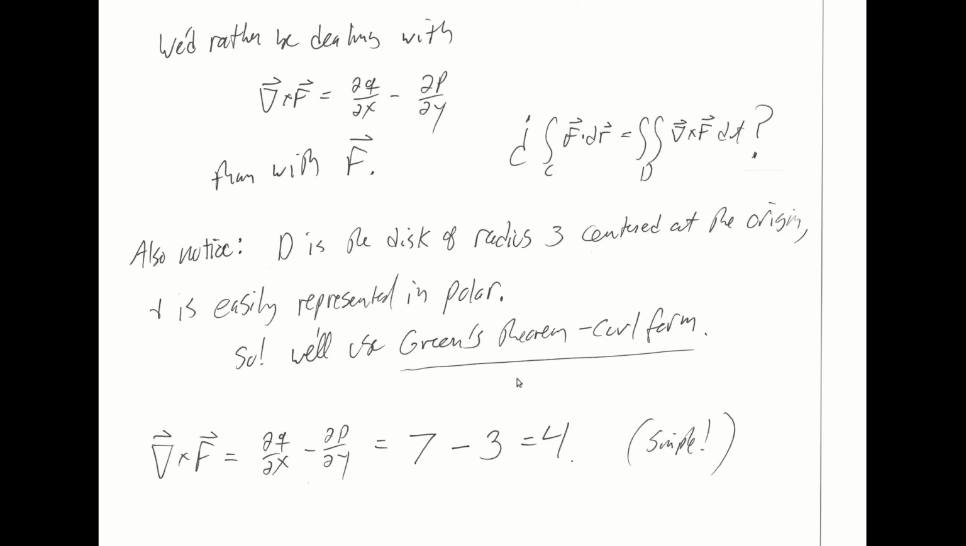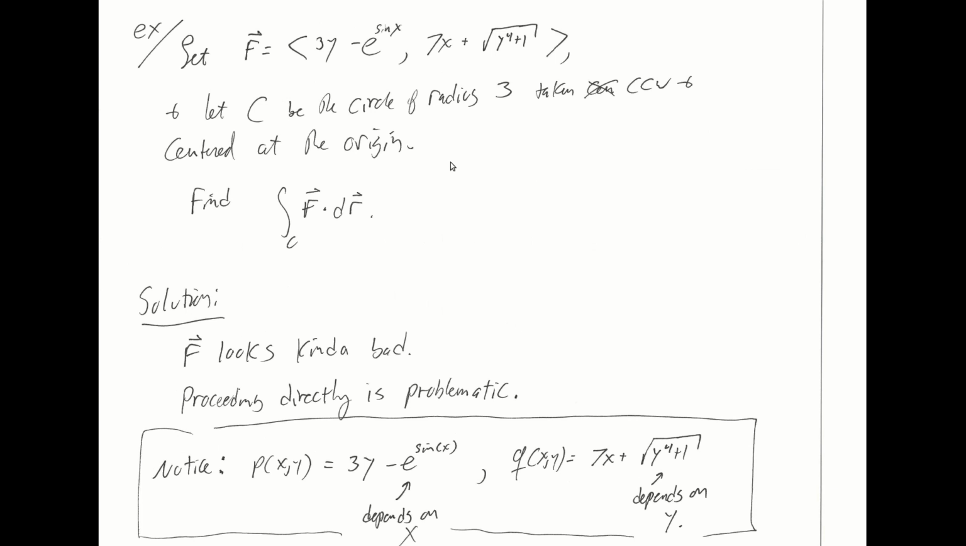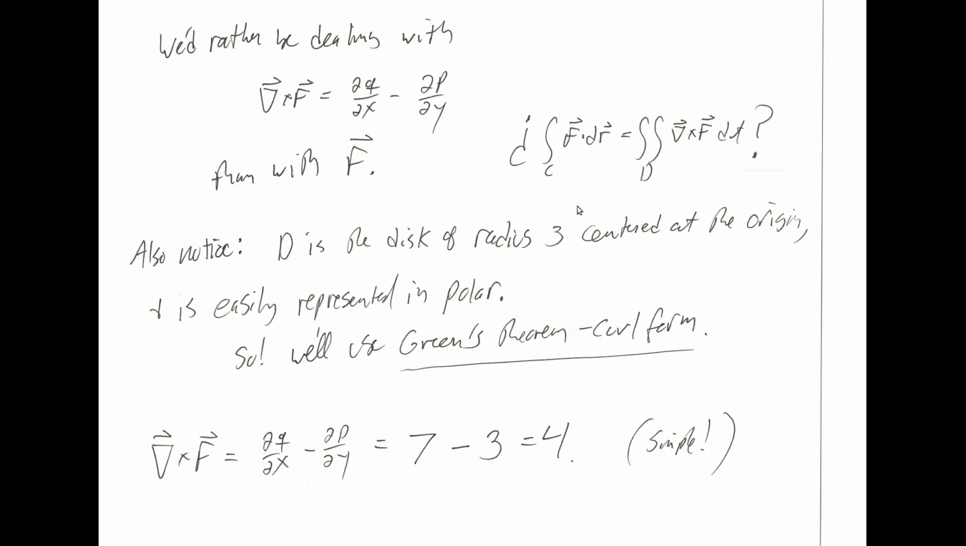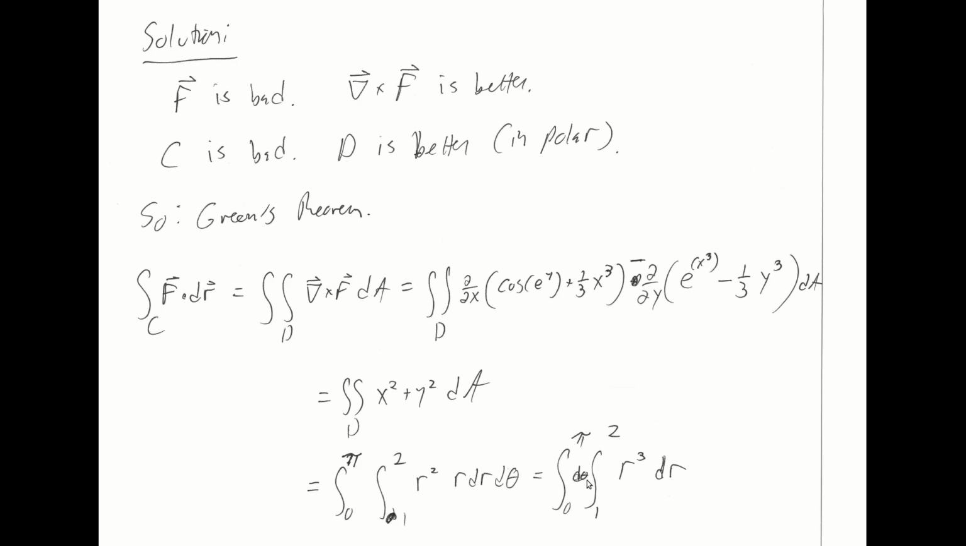So my new integrand, what does that look like? I'm taking the curl of f hat. If you take the partial of little q with respect to x, you just get 7. The partial of p with respect to y, you just get 3. And my curl is just 4. So I've gone from dealing with this vector field as part of my integrand to dealing with the constant number 4 as my integrand. And that is a win. Things are simpler here, so that is to the good.